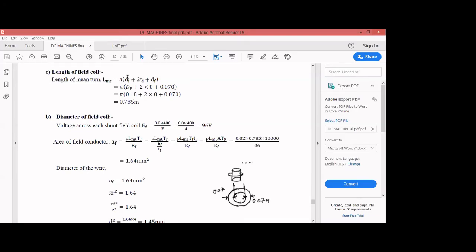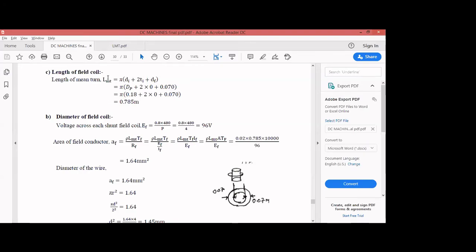DI can be written as what? DI is nothing but, the inner turn of your conductor wire, circular wire, is the same as the diameter of the pole, DP, because DI they are not given. So DP plus 2 into 0, insulation they are not given here, 0, plus the DF that is given. Depth is given, 0.07 meter. 70 mm they are given, convert into meter and calculate here.